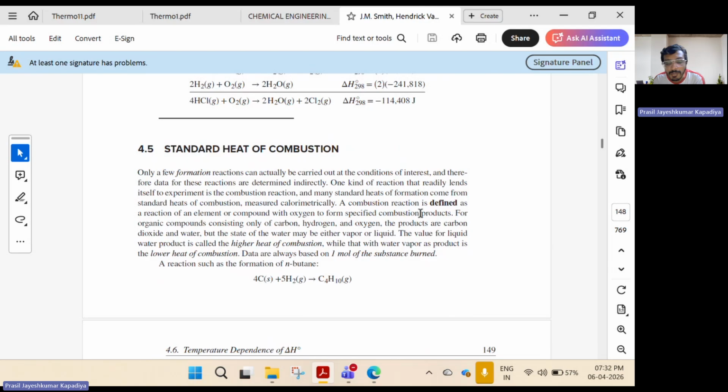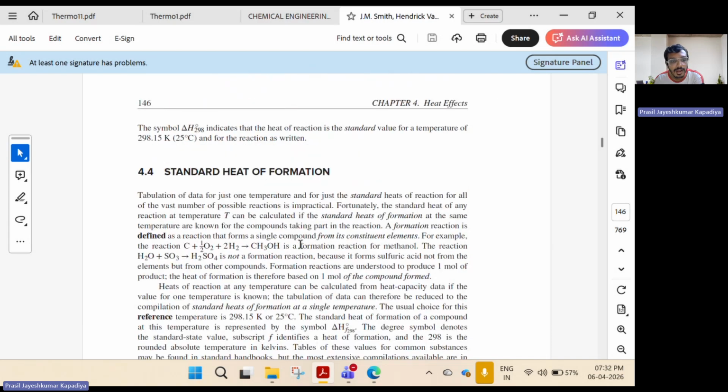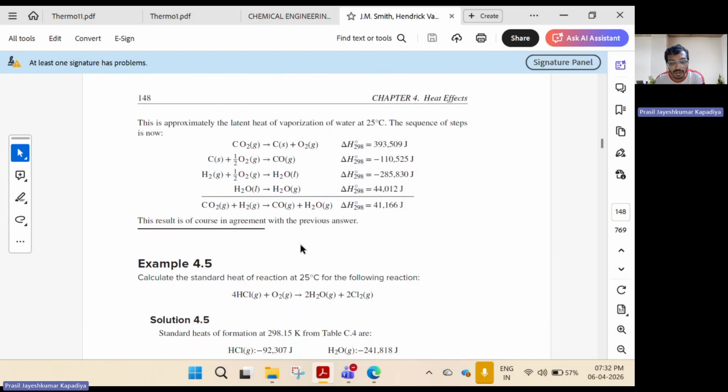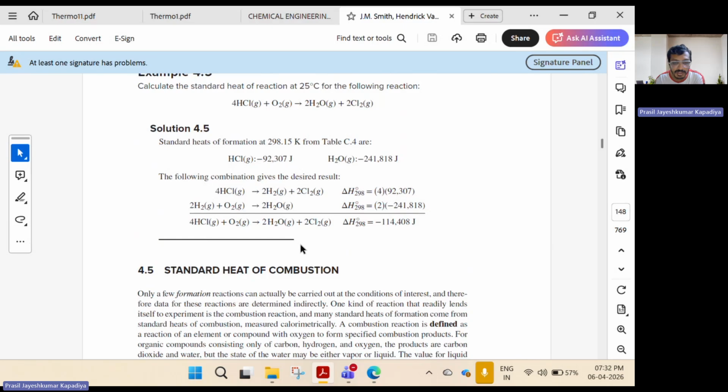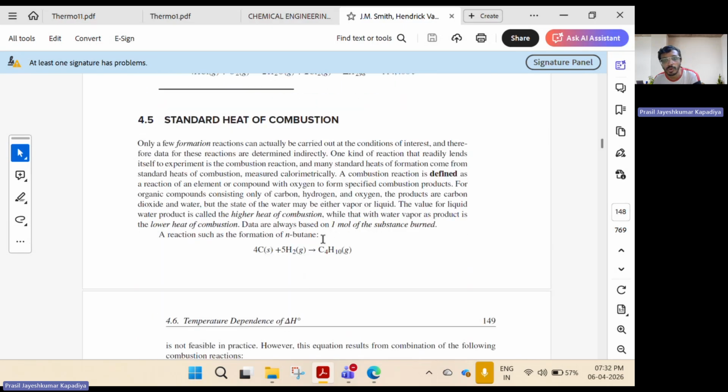So a combustion reaction is defined as the reaction of an element or compound with oxygen to form specified combustion products. For organic compounds consisting of carbon, hydrogen, and oxygen, the products are carbon dioxide and water, but the state of the water may be either liquid or vapor based on temperature. Here we had seen an example that is not a combustion reaction, but it was in the gas phase. Okay, so that is important to know.